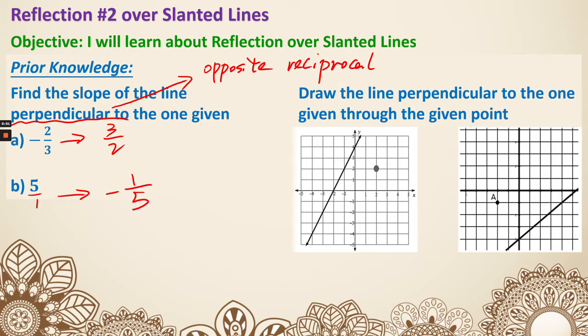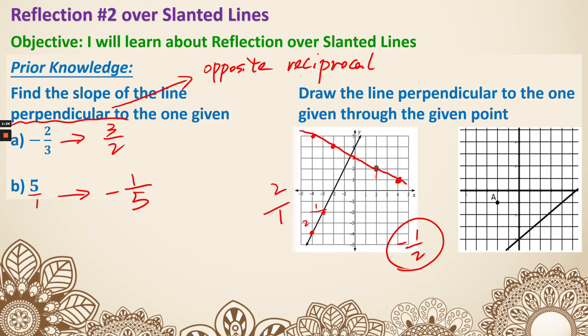Next, draw the line perpendicular to the one given through the given point. First, we have to identify the given slope. Let's use some points. That is a point, and that's another point. That's up 2/1, so the slope that's given is 2/1. That means the one we need is negative 1/2. So we're going to use this point, down 1 right 2, or up 1 left 2, up 1 left 2, up 1 left 2. And that is going to give us this line that's perpendicular to the line that's given.